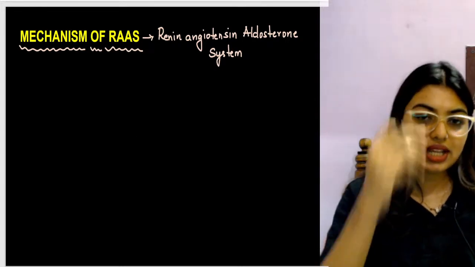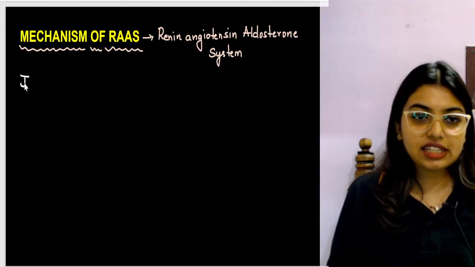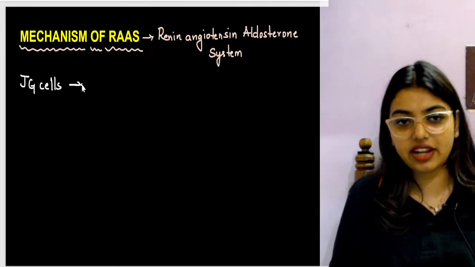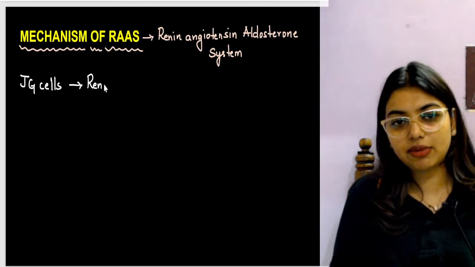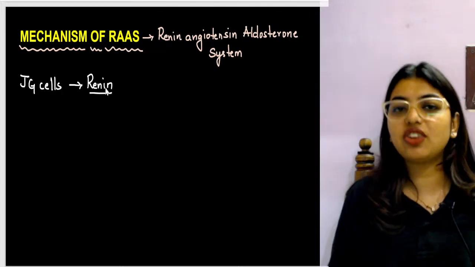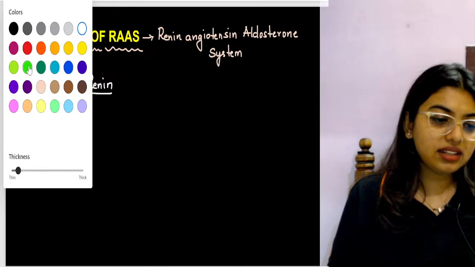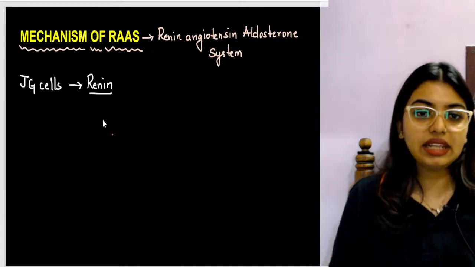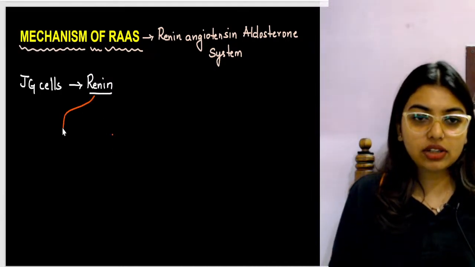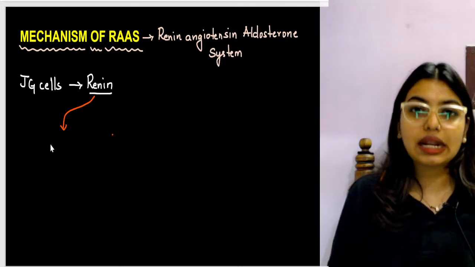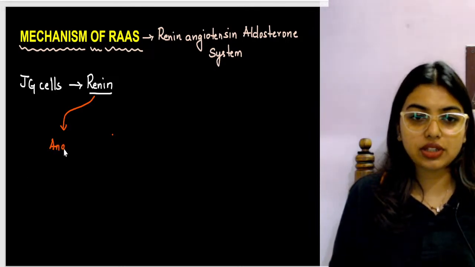Okay, ready students? Renin. This JG cells released renin. What did this JG cells release? They release renin. But students, there is a problem. Renin cannot do much. Renin will be like, I cannot directly fix the issues in the GFR. So what I am going to do, I am going to activate angiotensinogen.